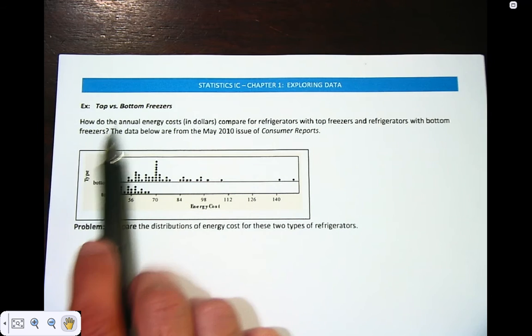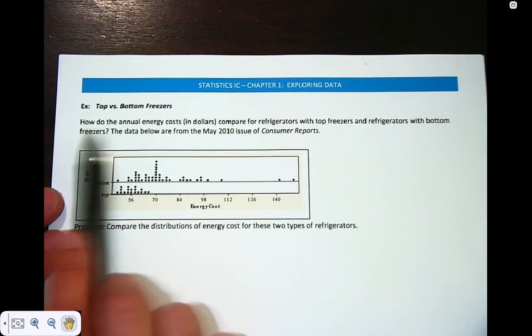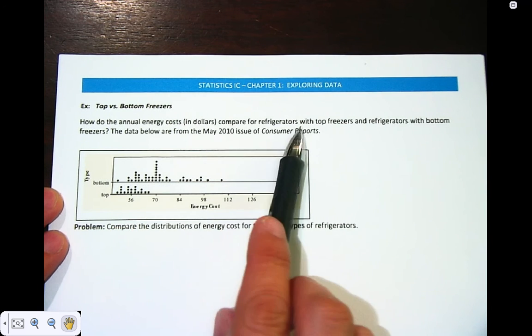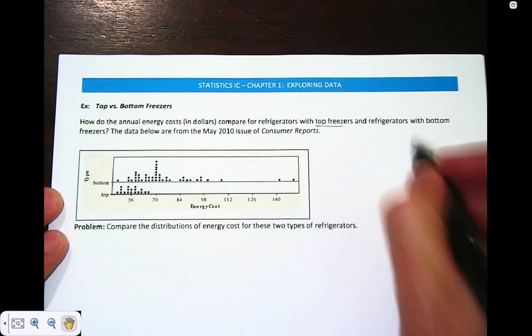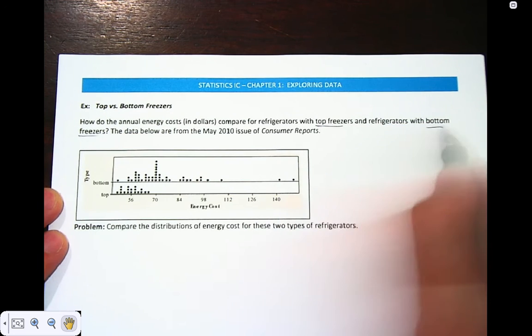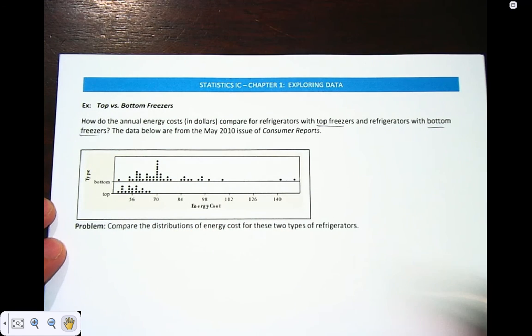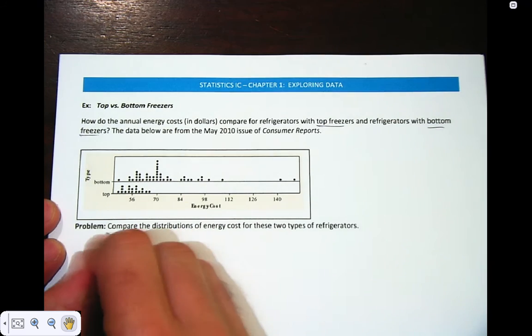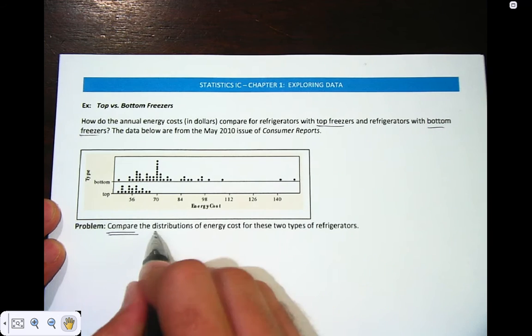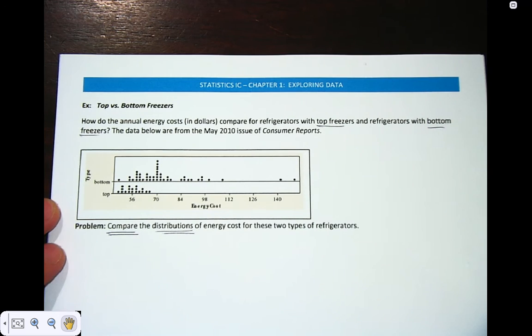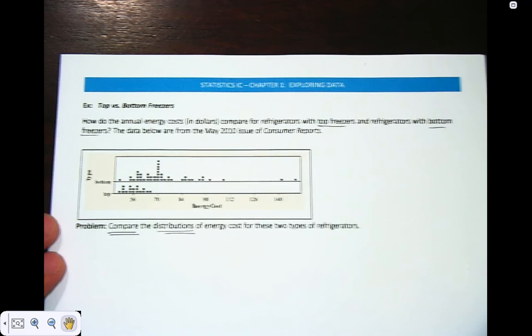So what they're doing here is they're comparing them. They give you some data about how energy costs compare for refrigerators with top freezers and with bottom freezers. The data below are from May 2010 of Consumer Reports. So compare, right? It says to compare the distributions of energy costs for the 2 refrigerators. You do not have an option here.